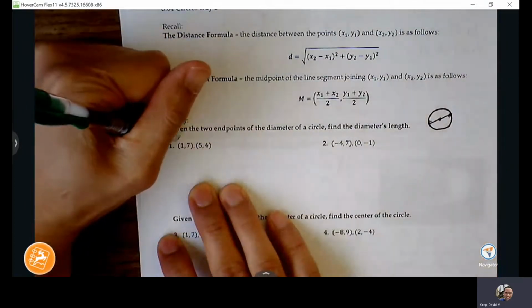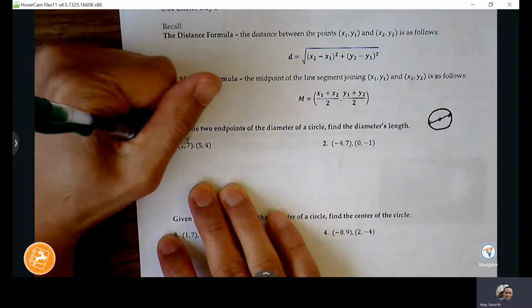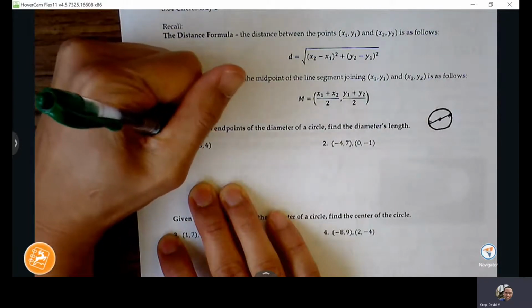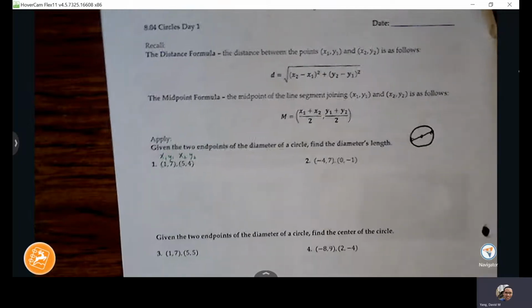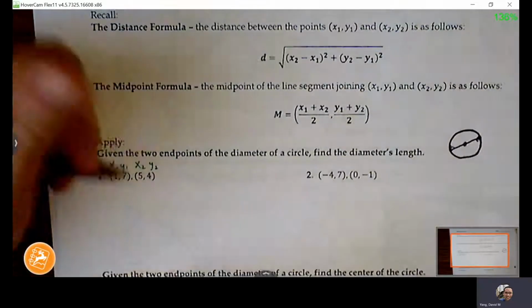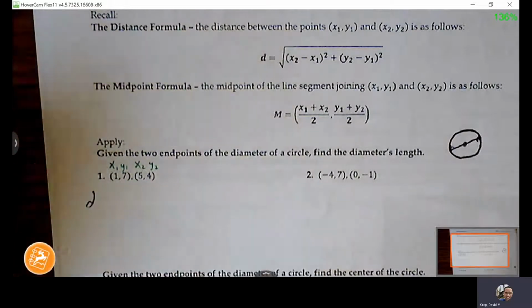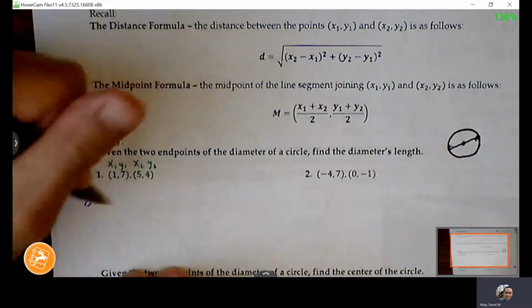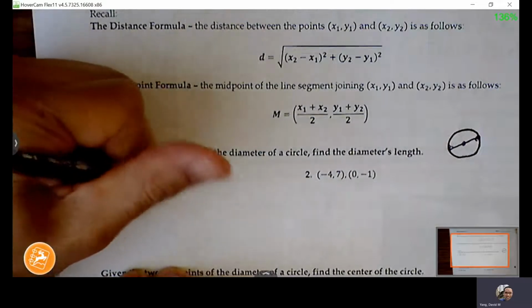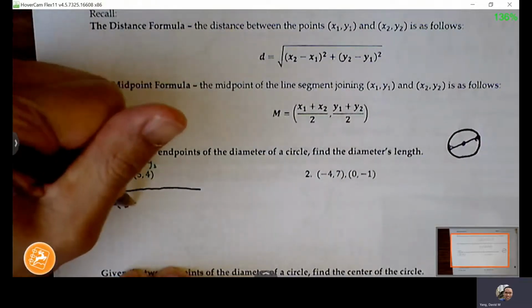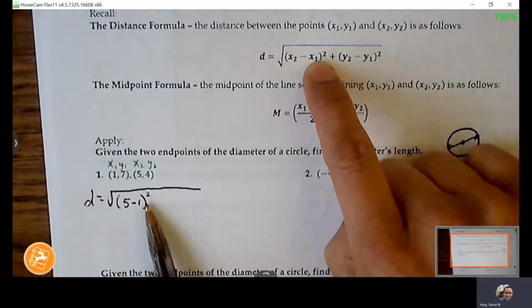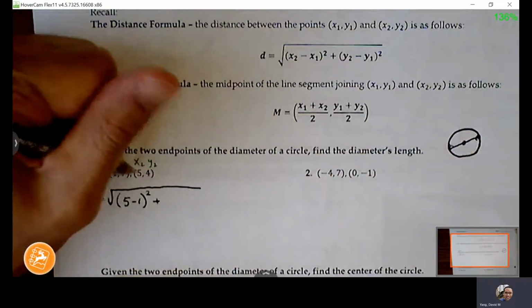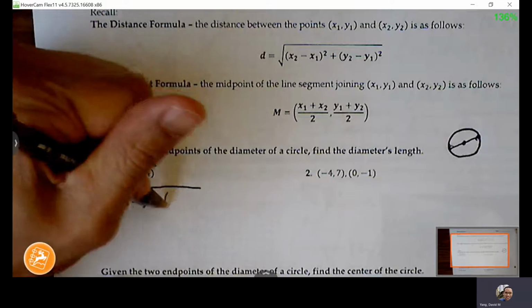So I'll treat the 1 and 7 as x1, y1. I'll treat the 5, 4 as x2, y2. And I'll just go through distance formula. Okay, so subtract the x's, square that, and then find the difference of the y's.